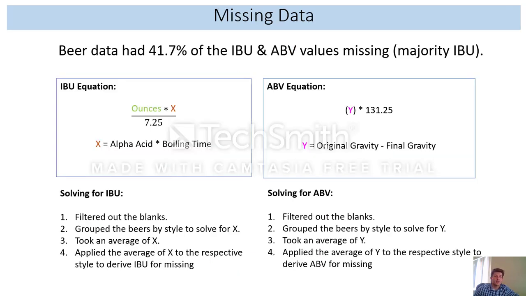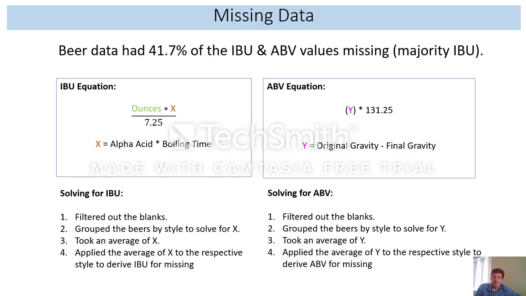An issue that we had during the study was that 42% of our beer data was missing for its bitterness and alcohol concentration values. IBU is defined as ounces times alpha acid times boiling time divided by 725. So it's a 4-variable equation, but through substitution, we can make it a 3-variable equation. After doing that, we defined x as alpha acid times boiling time. Then we looked at every beer that had an IBU value, and we calculated what its x value would be.